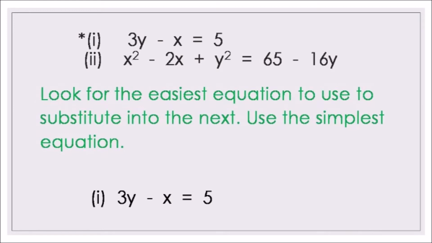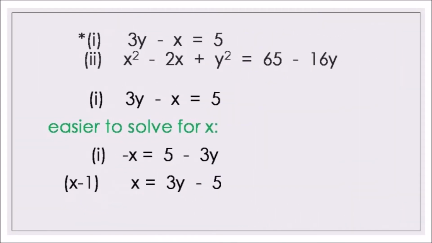Look for the easiest equation to use to substitute into the next. So you want to use the simplest equation, and the simplest one is number 1. 3y minus x is equal to 5. The next one is very complicated. Okay, moving right along. Is it easier to solve for x or easier to solve for y when you use 3y minus x equal to 5? It is easier to solve for x.